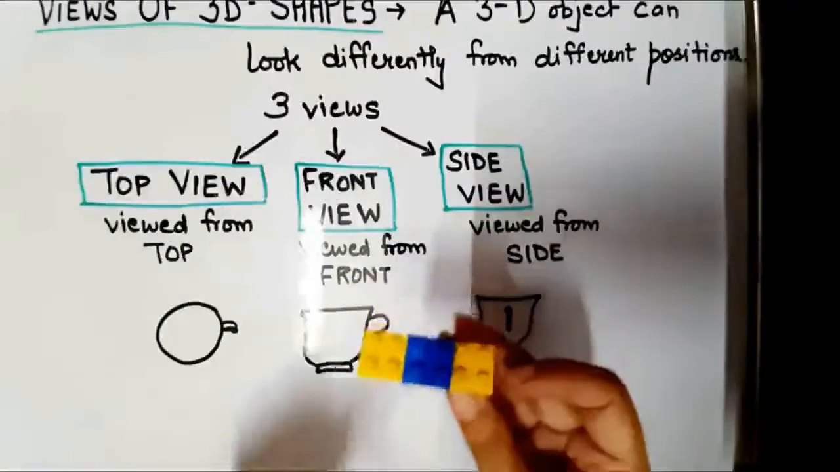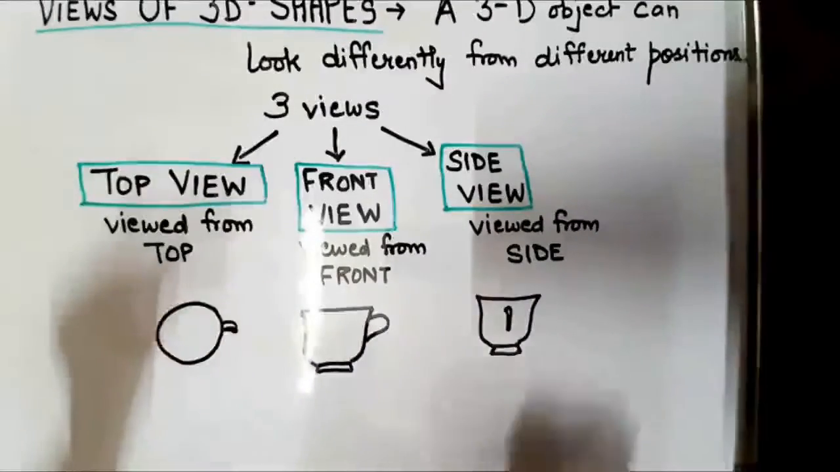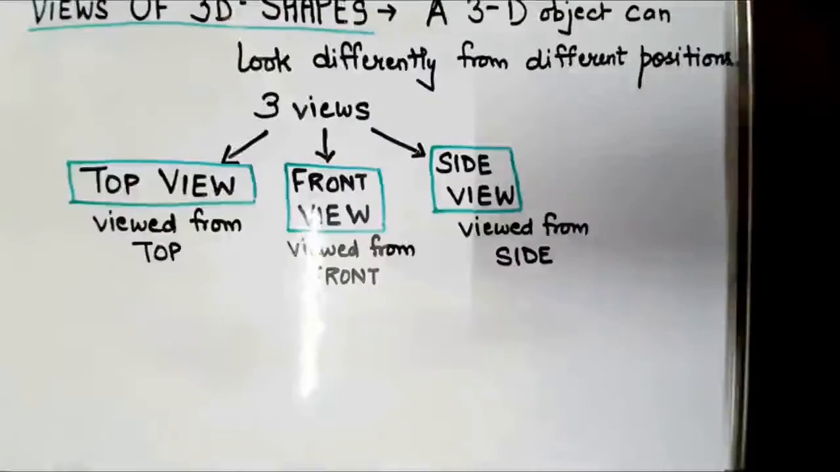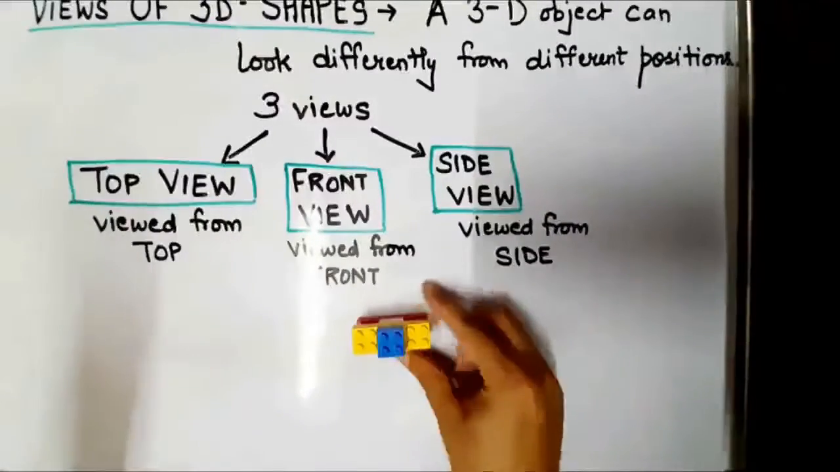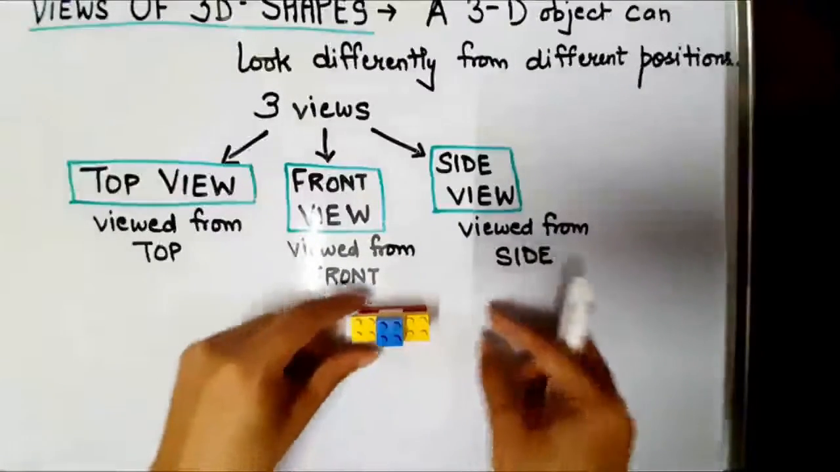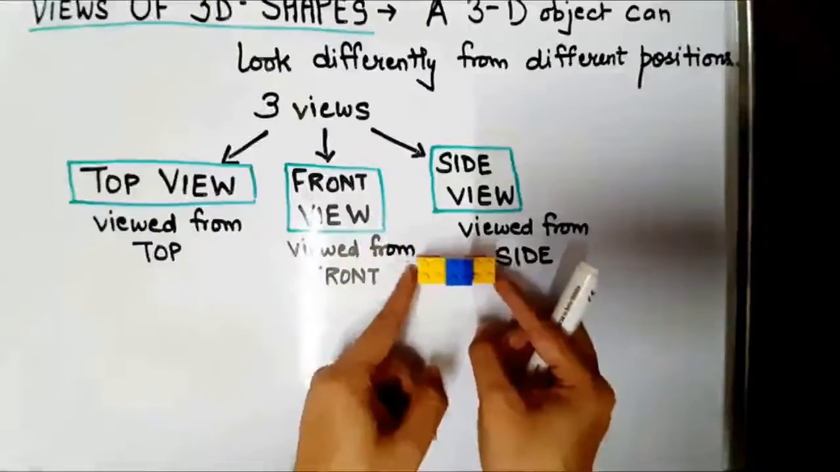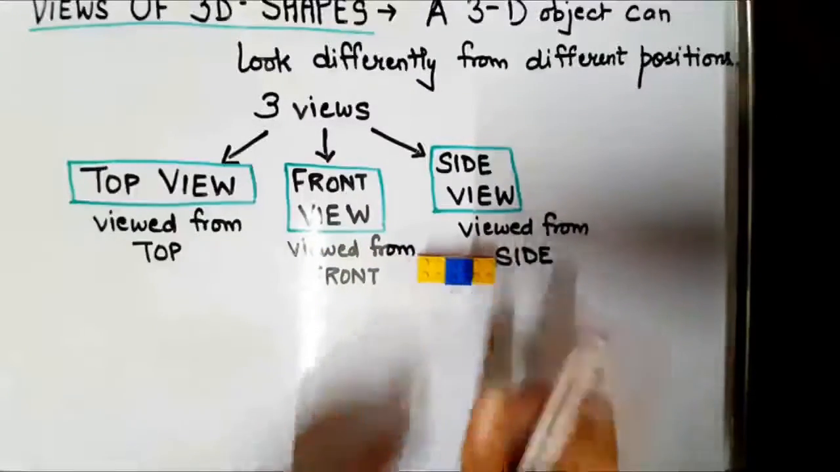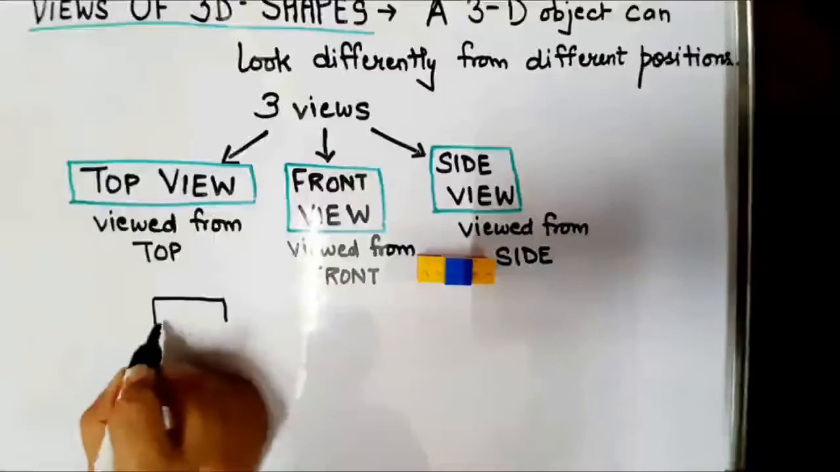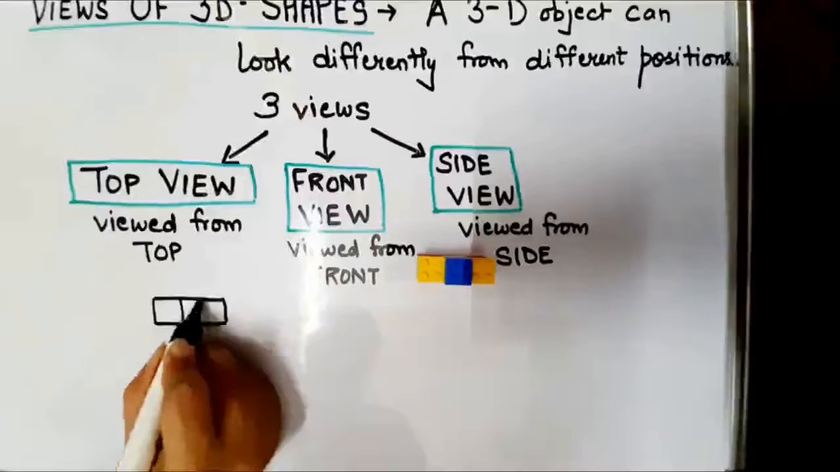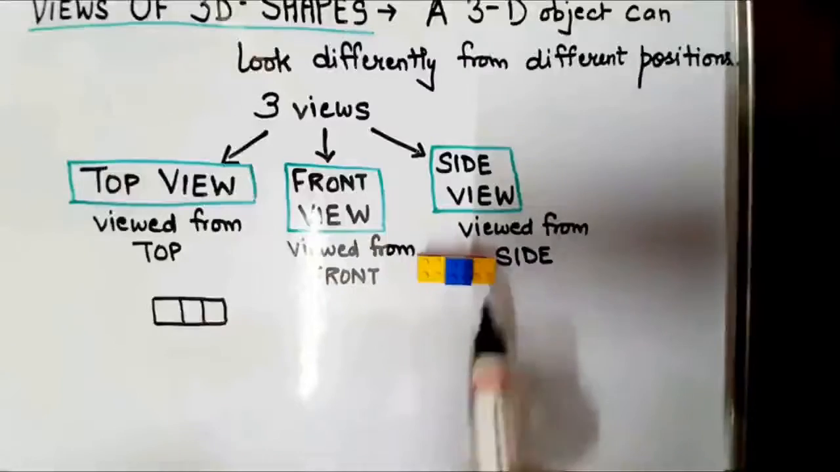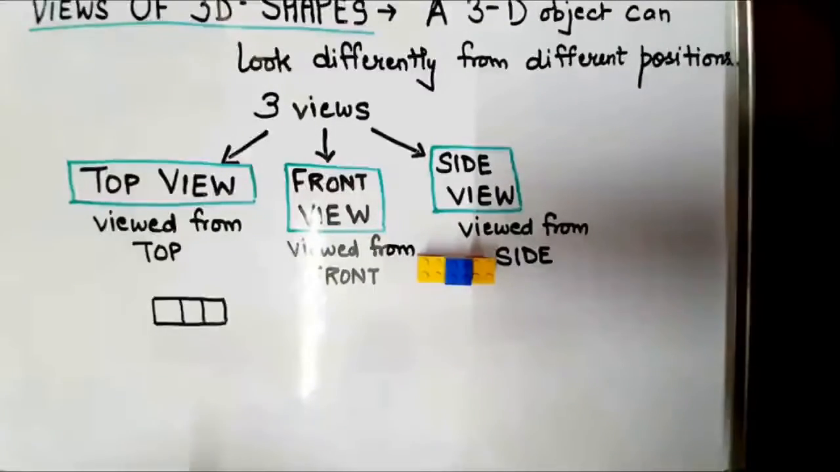We have this structure here. We will look at the views of this structure now. What happens when we view it from top, front and side? If it is standing like this, what can you say about the top view? We can see three blocks here. So the top view will be three blocks like this. I can see one yellow block, then one blue square, and then again one yellow square over there. So this is the top view of the object.